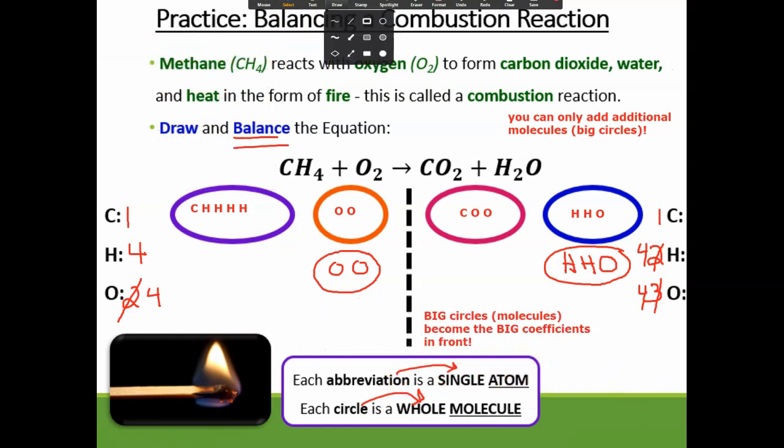So let's go ahead and take a look here. So right here, I only have one big circle of CH4, so in front I could put a 1, but again, I'm just going to leave it blank because blanks mean 1. Right here, I have two big circles of O2, so 1, 2. So I'll put a big 2 in front of O2. Right here, I have one big circle of CO2. Again, I'll just leave it blank because blanks mean 1. And finally, H2O, I have two big circles of H2O. And so in front of H2O, I'll put a big 2. All right, and so that will be our final answer for this example.